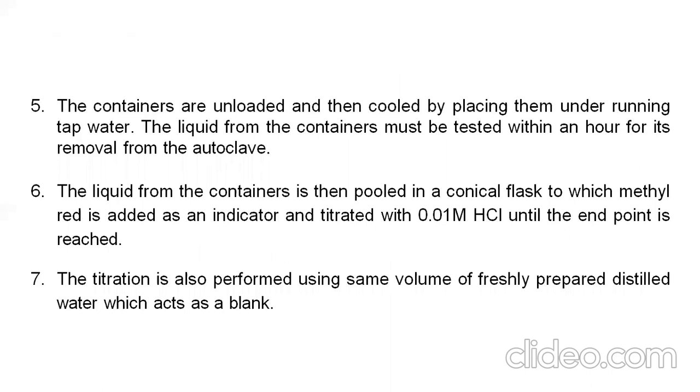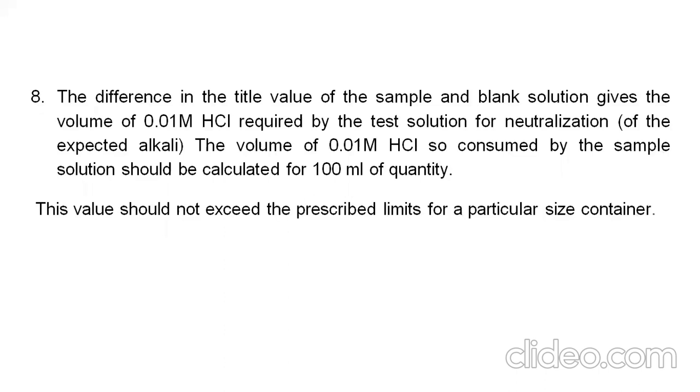The liquid from the containers is then pooled in a conical flask to which methyl red is added as an indicator and titrated with 0.01 molar HCl until the end point is reached. The titration is also performed using the same volume of freshly prepared distilled water, which acts as a blank. The difference in the titre value of the sample and blank solution gives the volume of 0.01 molar HCl required by the test solution for neutralization of the extracted alkali.